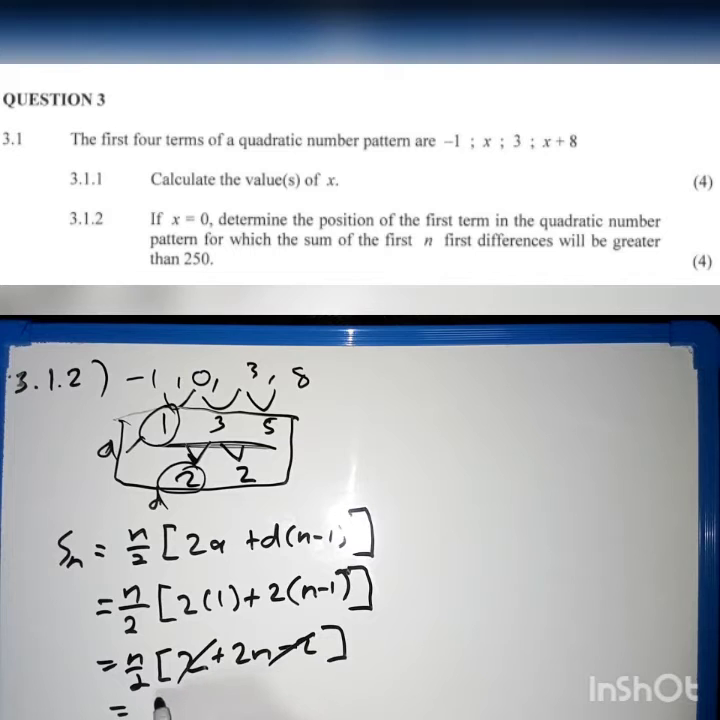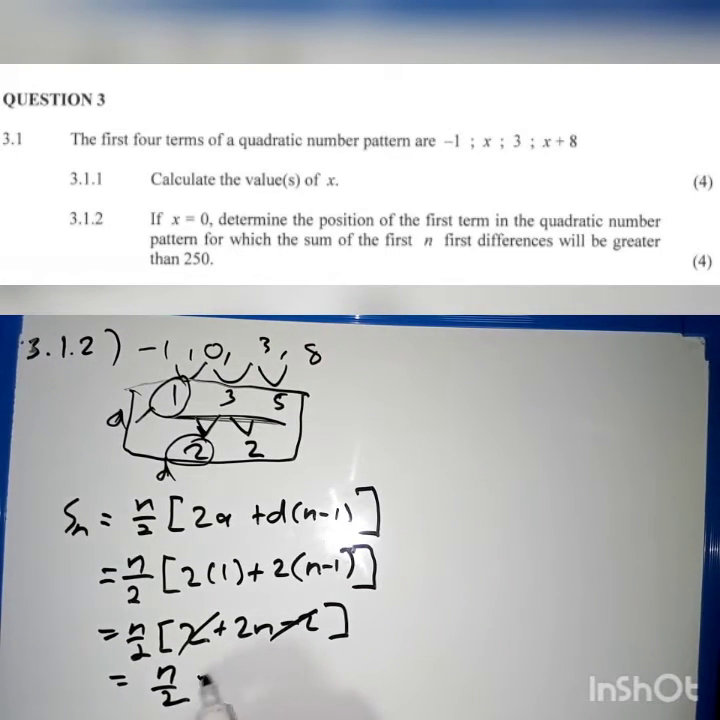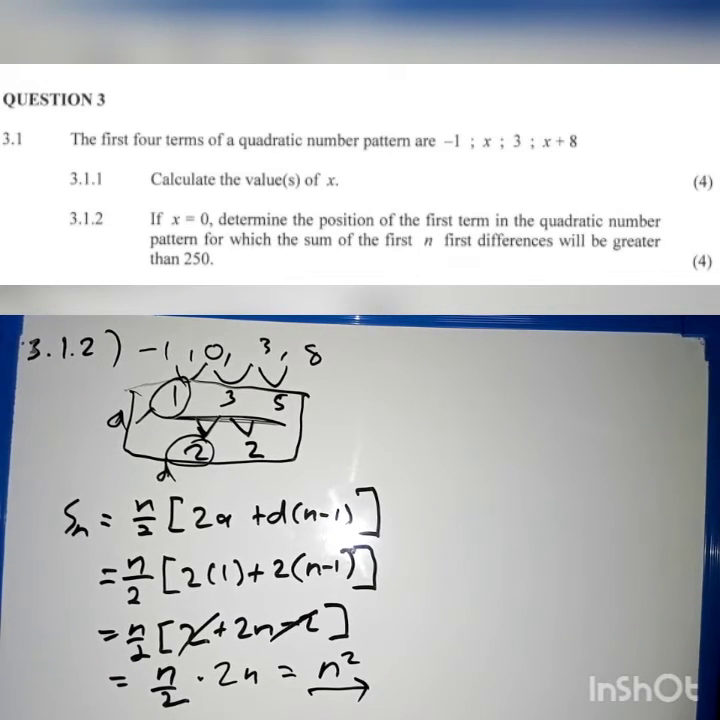So we'll be left with n over 2 times 2n, which becomes n squared here. So that is our answer.